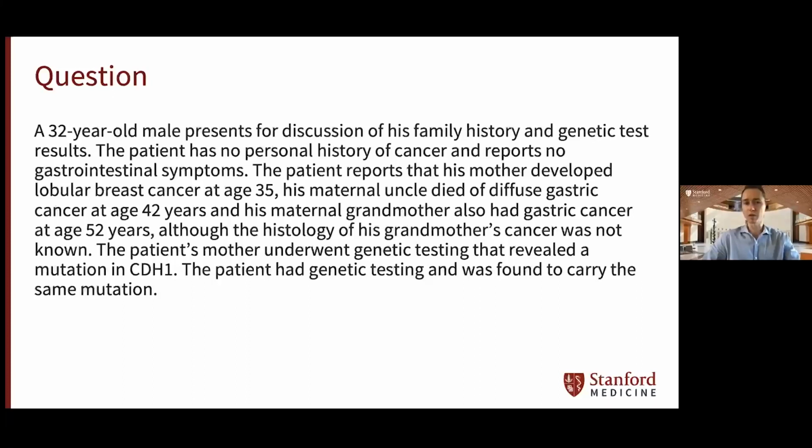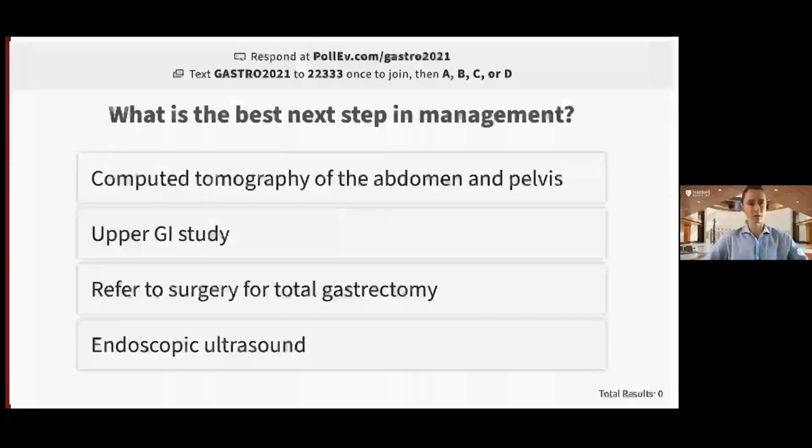The patient's mother underwent genetic testing that revealed a mutation in CDH1. The patient had genetic testing himself and was found to carry the same mutation. So the question is, what is the next best step in management? A, a CT of the abdomen and pelvis. B, an upper GI study. C, refer to surgery for total gastrectomy. Or D, endoscopic ultrasound.